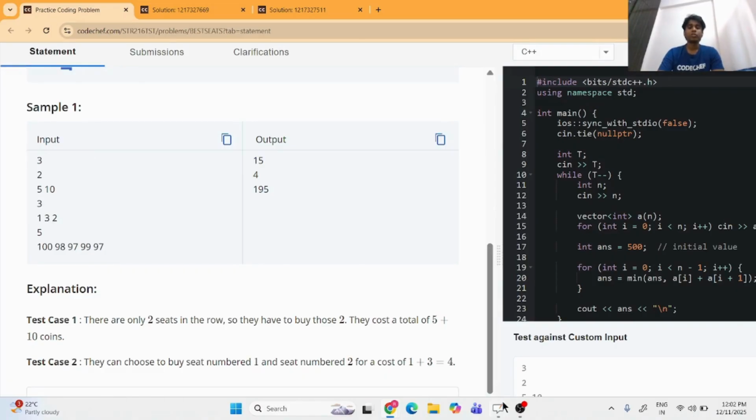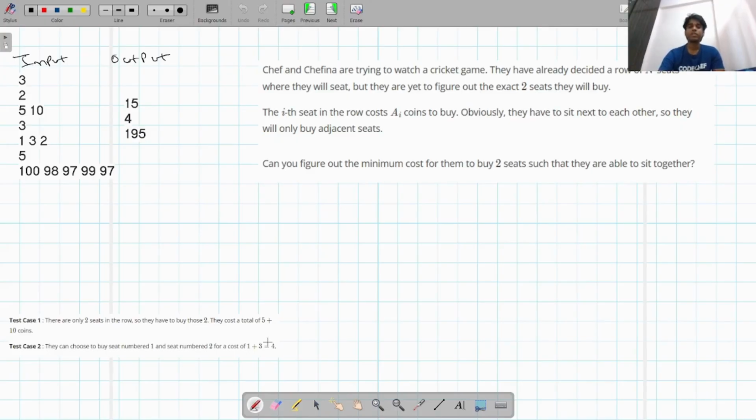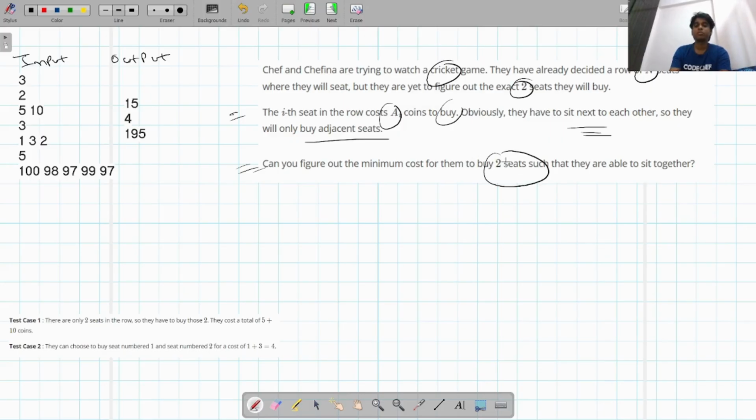Let's get to the question more precisely. So guys, this question is very straightforward. It says that Chef and Shafina are trying to watch some cricket game. They have already decided on a row of n seats where they will sit. They are yet to figure out the exact two seats, and they want to sit next to each other, that is, adjacent. The ith seat in the row costs A of i coins to buy. We have to figure out the minimum cost for them to buy two seats so they are able to sit together. Now let's take the first test case.